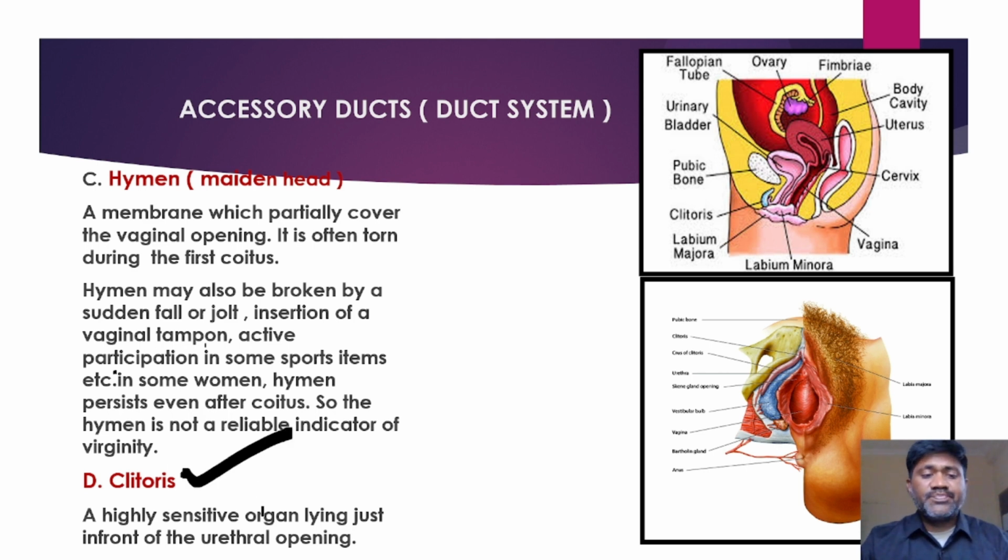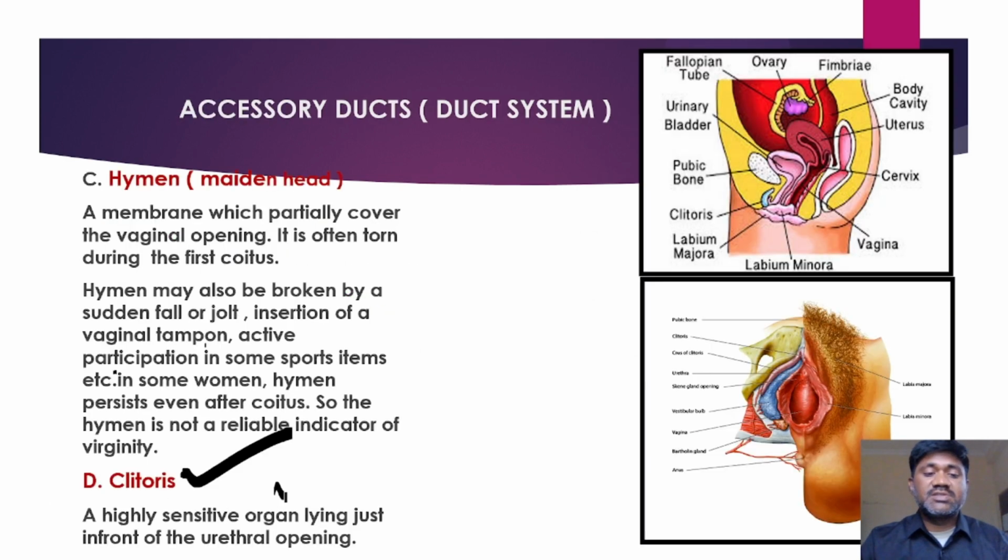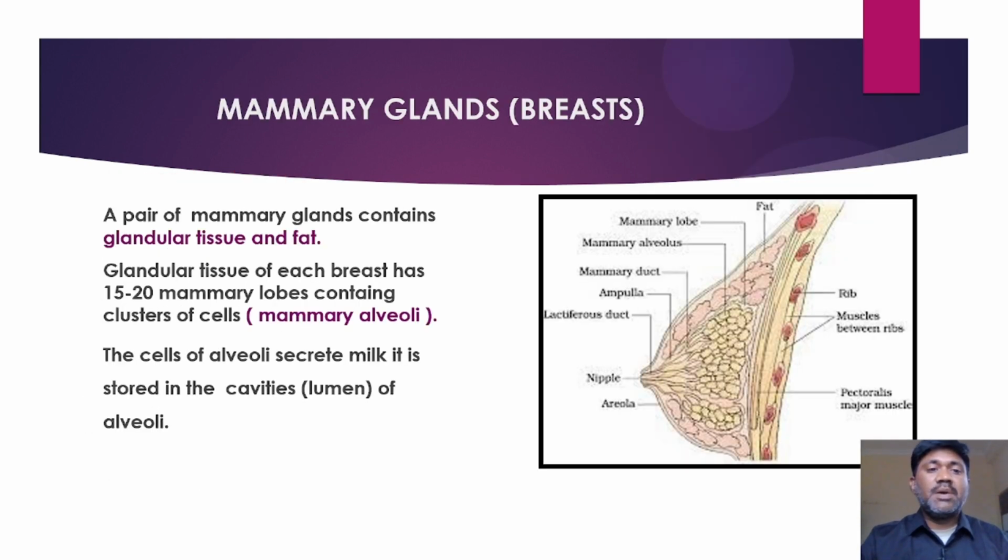And clitoris, a highly sensitive organ lying just in front of the urethral opening. In front of the urethral opening, there is one sensitive part which is called clitoris. You can observe the clitoris here, right? Okay. Now come to the mammary glands.